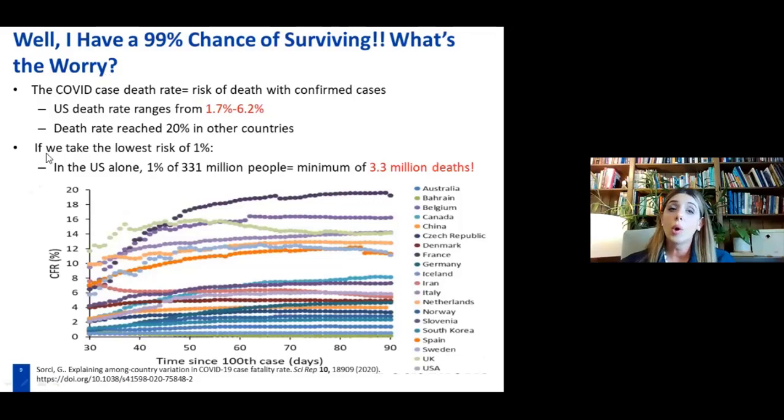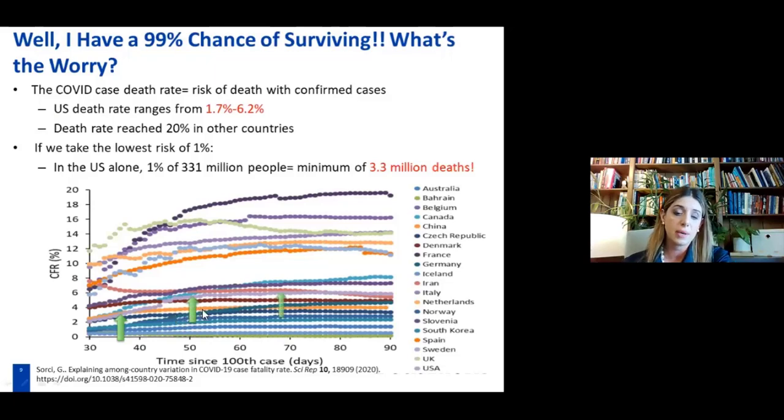So why worry? That's a question that I always get or hear. Well, if the rates are only about 1% death, why do I have to worry? I think it's better to look at the big picture and really look at the total number. So when we look at the COVID case death rate, or we call it also CFR or case fatality rate, which is the risk of death due to confirmed cases of COVID. Again, it has to be confirmed. And it might be higher because, like I mentioned earlier, we don't necessarily have confirmed cases in every single scenario. The US death rate ranges from 1.7 to 6.2%.